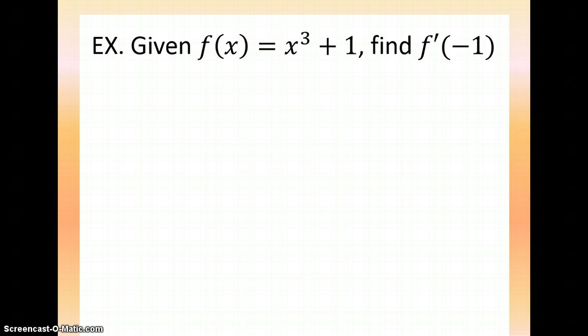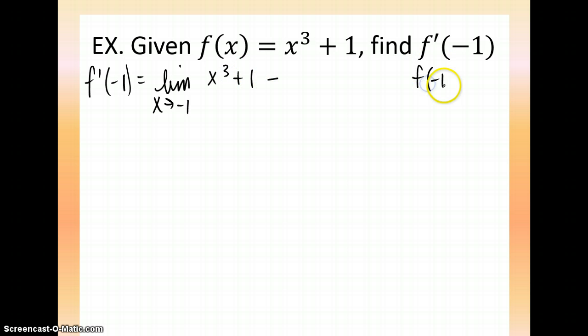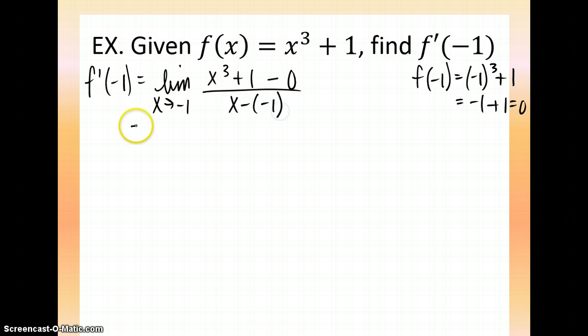Okay, so given this function, find the derivative at -1. F prime of -1, limit as x approaches -1. The alternate definition, the function minus, well, what's f of -1? Plugging -1 into the function, I get -1 plus 1, so I get 0, all over x minus c. So limit as x approaches -1, x cubed plus 1, all over x plus 1.